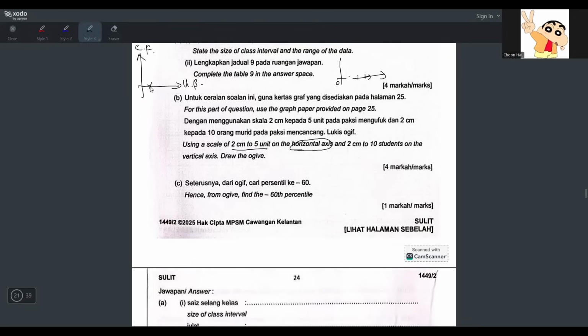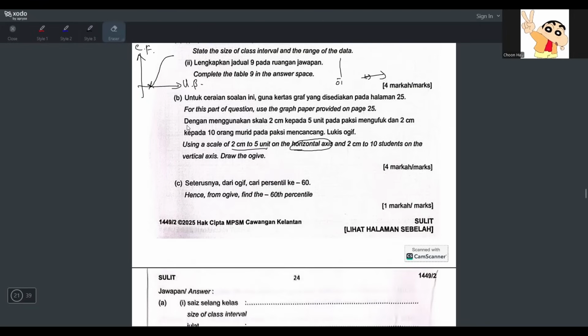And ogive must start with 0. And if the first cumulative frequency is not 0, then you have to add one class yourself, right? So later, when you do the x-axis scale, you cannot go 5, 10, 15. No, no, no. You cannot. You have to start with the first class's upper boundary. Then only you plus 5. Yeah, in this chapter it is like that.